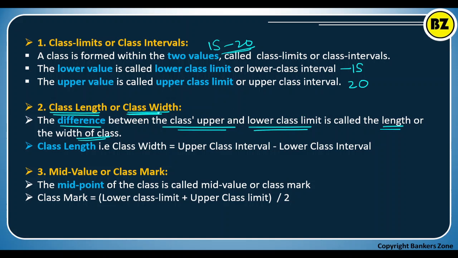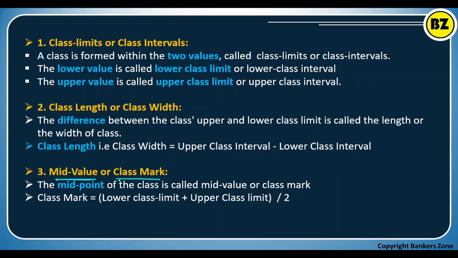Now what will be the length? Simply it is upper minus lower. Okay, upper class limit minus lower class limit or interval. So upper is 20 minus lower is 15, so width will be 5. So 5 will be your answer for what? Class length or the class width. So here you got class length. Okay, very easy.